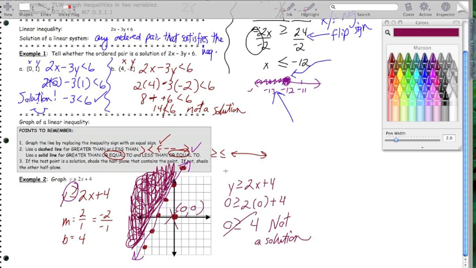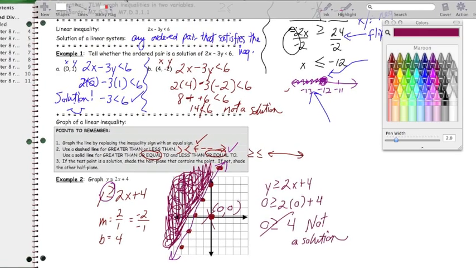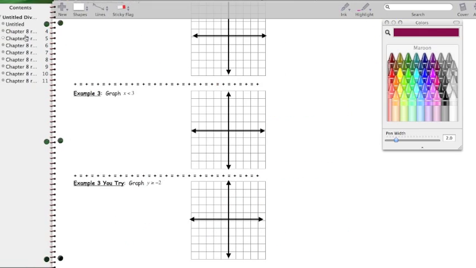So what you do is you pick a test point. If it's not true, you shade the other side. If we would have tested this and it would have been true, that means our test point is part of the solution, so we shade this side. Let's practice some more. It might take us a little bit of time to get used to.